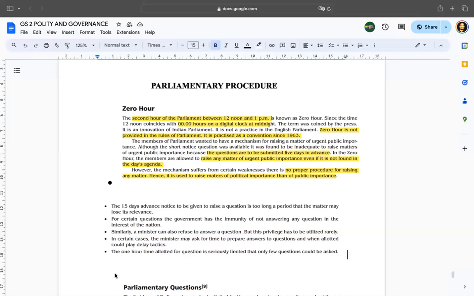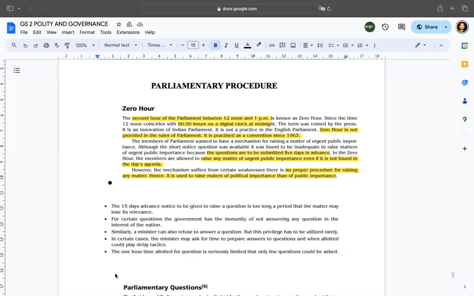Okay. So as we were talking about the parliamentary procedure, parliamentary proceedings are usually called how the session will take place. So it is mentioned here zero hour, but before that zero hour, the very first thing which happens in the parliament is question hour.